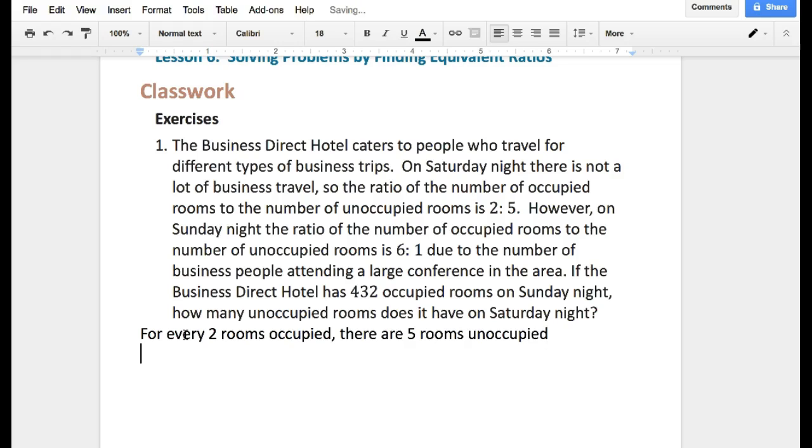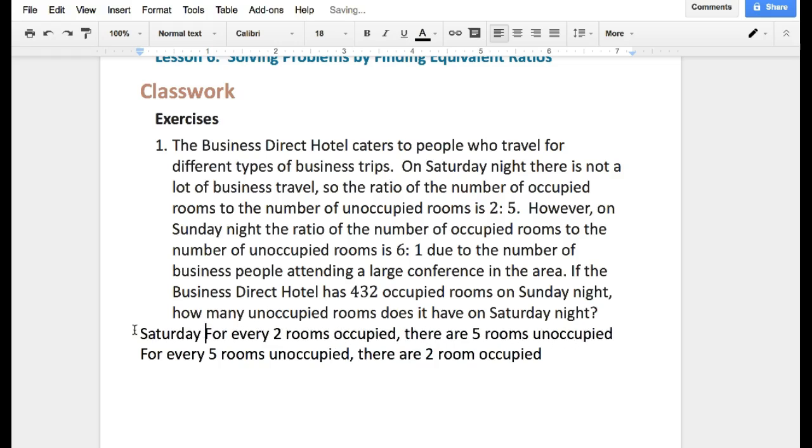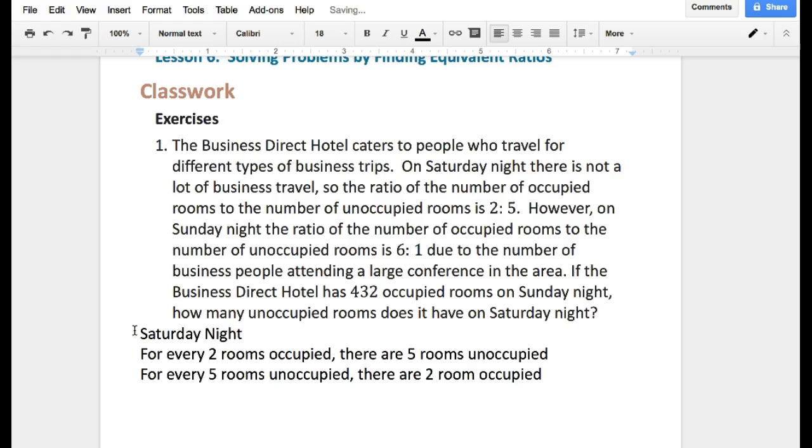It also means for every 5 rooms unoccupied, there are 2 rooms occupied. And that's just the opposite of the 2 to 5. But that's basically what it means. So that's the first thing we want to keep in mind. That's for Saturday night. That's what those ratios mean.